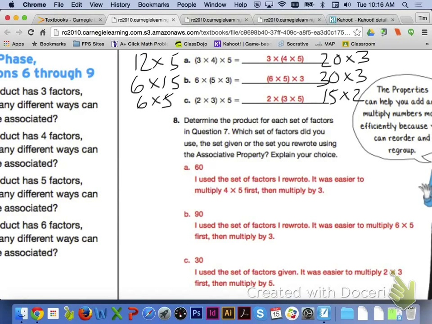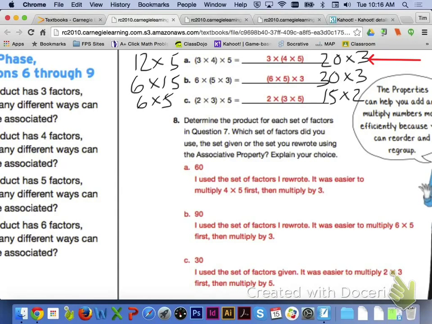If we take a look at number 8, and again referring back to question 7, for letter A, your product is going to be 60. You are probably going to use the factors that you rewrote. It's easier to multiply 4 times 5 first, getting 20, and then multiplying by 3 to get 60.